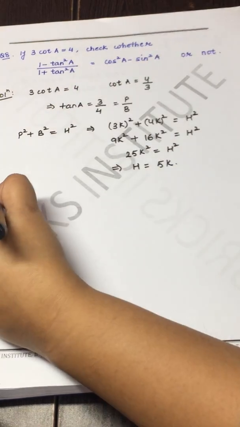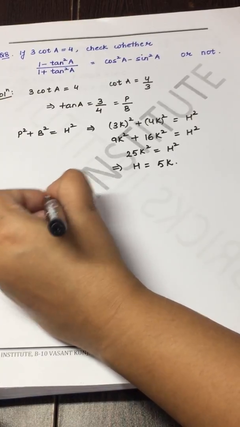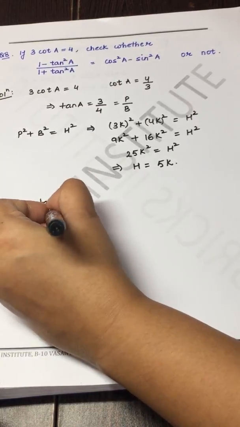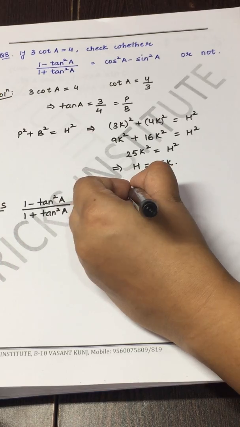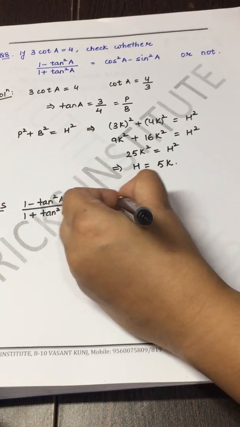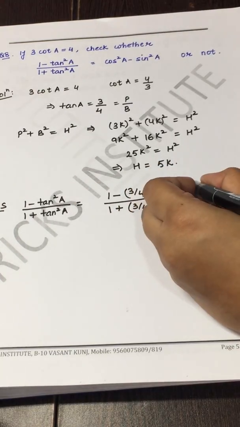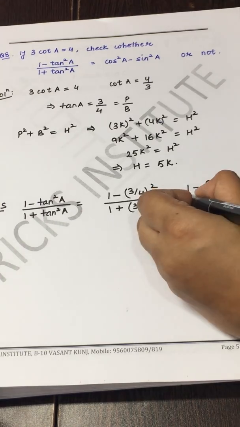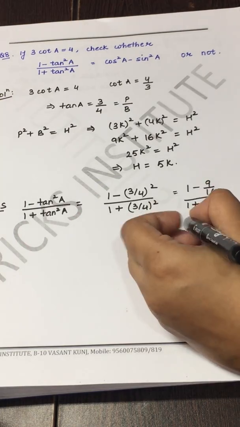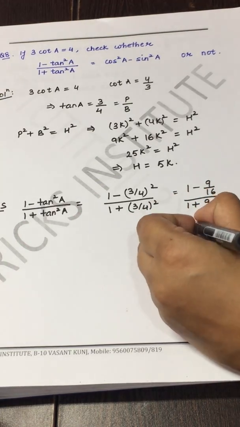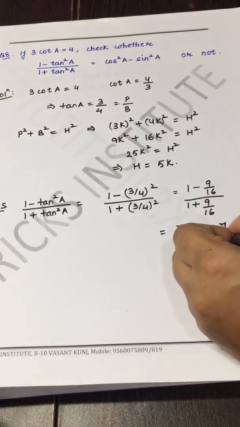Let's substitute the values to the left hand side first. So left hand side says 1 minus tan square A upon 1 plus tan square A. Let's substitute the values. So 1 minus (3 by 4) whole square upon 1 plus (3 by 4) whole square. So that will give me 1 minus 9 by 16 upon 1 plus 9 by 16. So that will give me 16 minus 9 is 7 upon 16, 25 upon 16. So that will give me 7 upon 25.